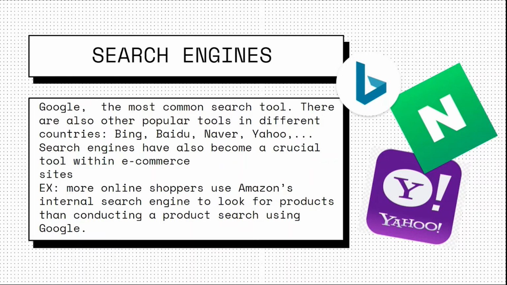Although the major search engines are used for locating general information by Internet users, search engines have also become a crucial tool within e-commerce sites. Customers can more easily search for the product information they want with the help of an internal search program. The difference is that within websites, the search engine is limited to finding matches only from one site. For instance, more online shoppers use Amazon's internal search engine to look for products than conduct a product search using Google.